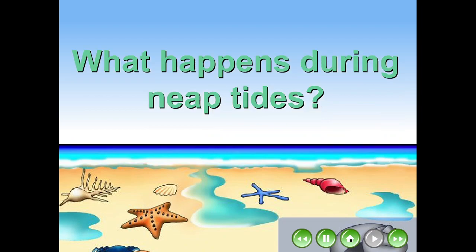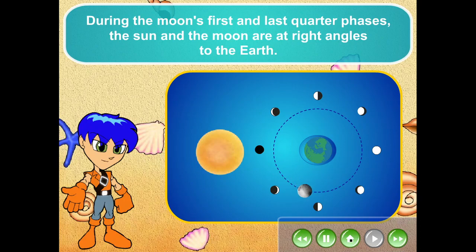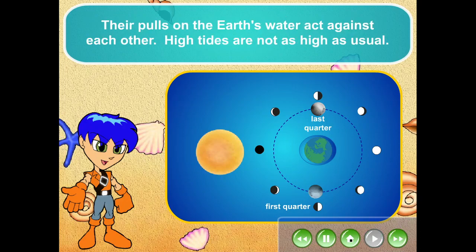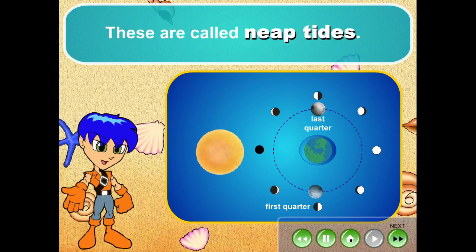What happens during neap tides? During the moon's first and last quarter phases, the sun and the moon are at right angles to the earth. Their pulls on the earth's water act against each other. High tides are not as high as usual. These are called neap tides.